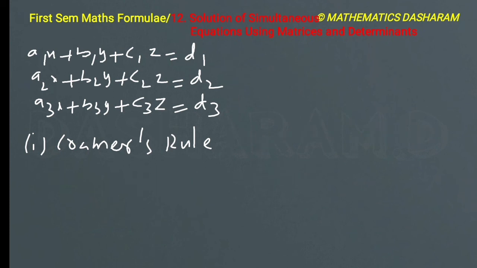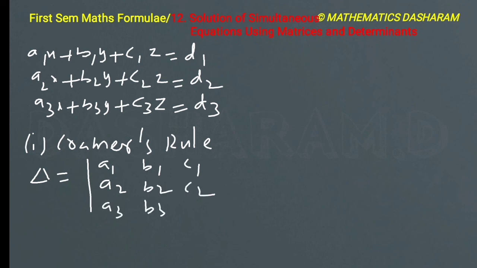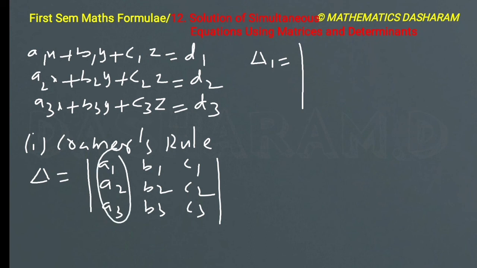The first method is Cramer's rule. In this method, first we need to take the matrix delta, that is the coefficients of the variables: a1, b1, c1, a2, b2, c2, a3, b3, c3. After that, delta 1 is required. Delta 1 means replace the first column with the constant numbers d1, d2, d3 and write the remaining two columns as they are.